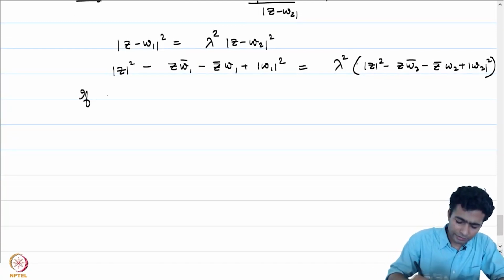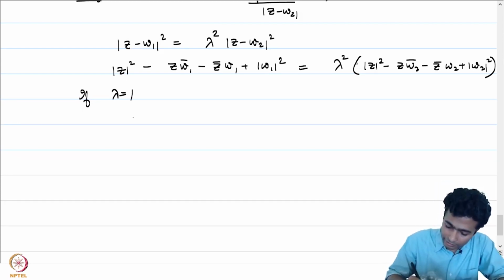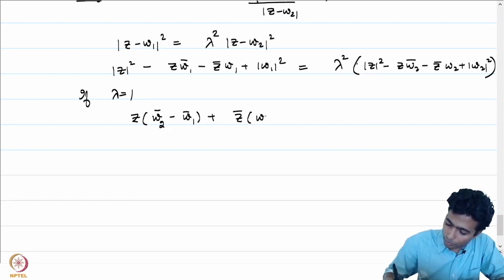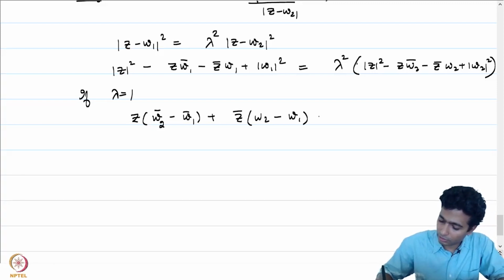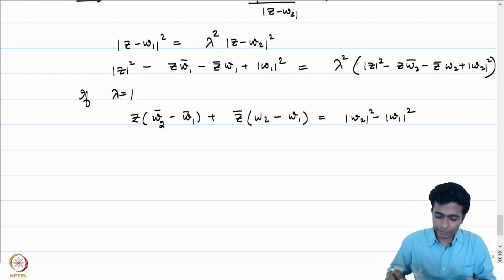Let's first consider the case when lambda is equal to 1. What happens if lambda is equal to 1? The lambda squared cancels off, and we can write this as z times (w2 bar - w1 bar) plus z bar times (w2 - w1), and this is equal to |w2|^2 - |w1|^2. I leave it to you to check that.